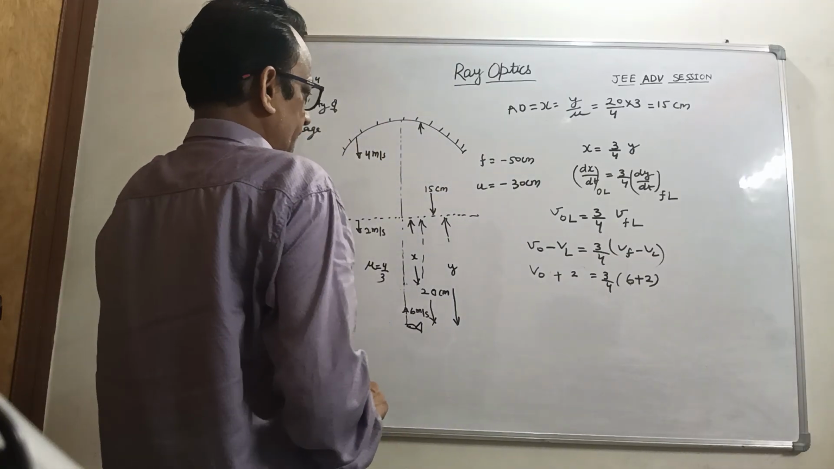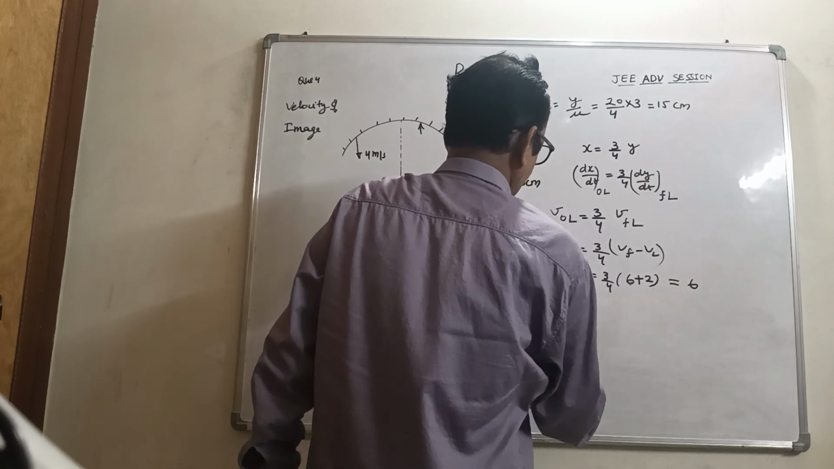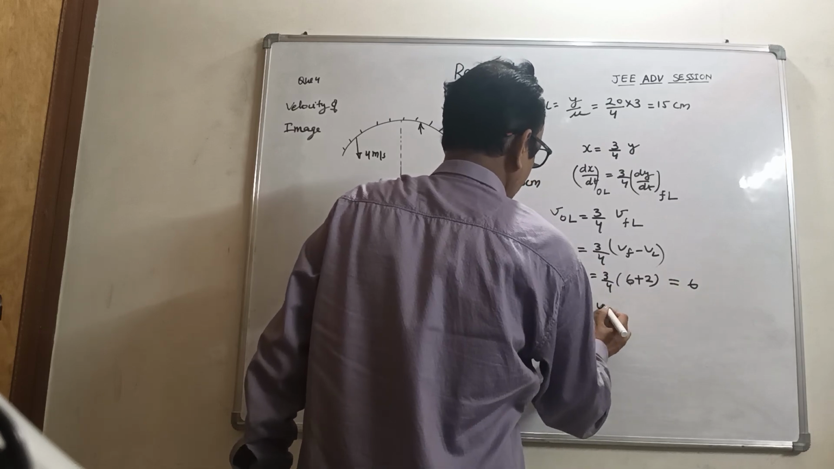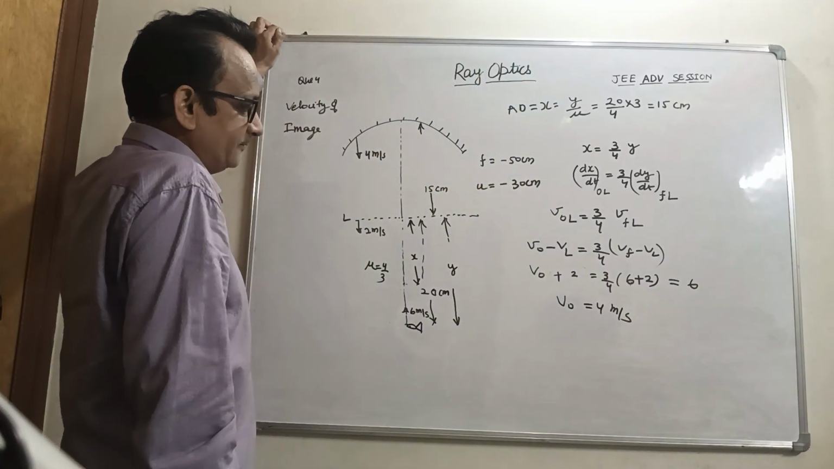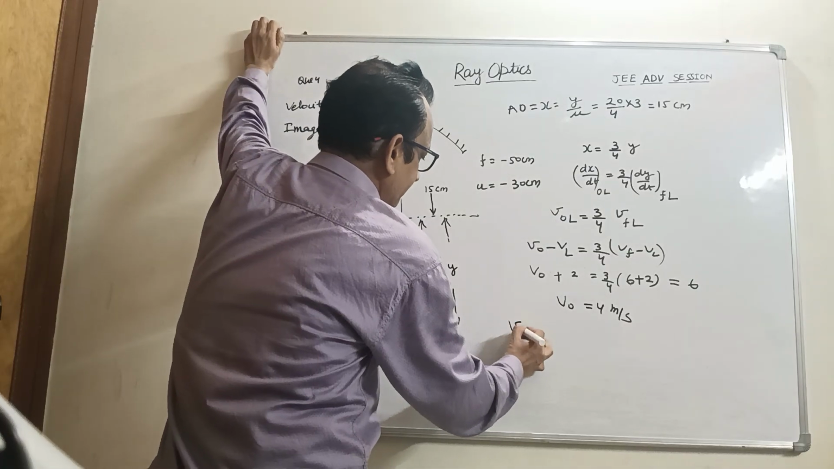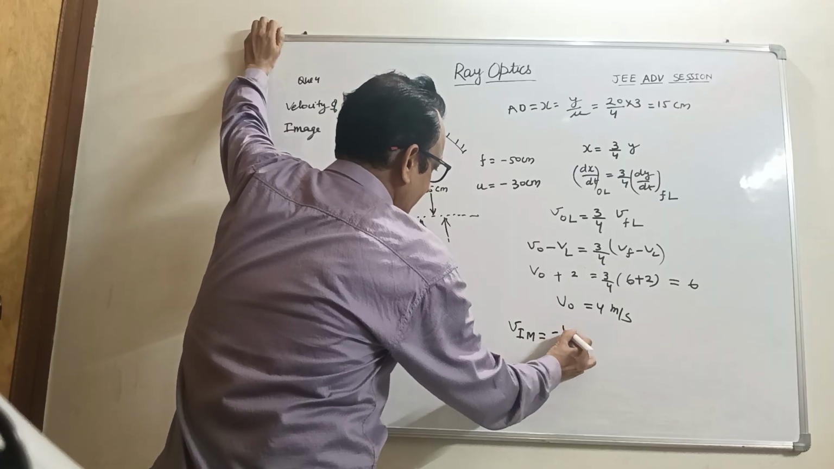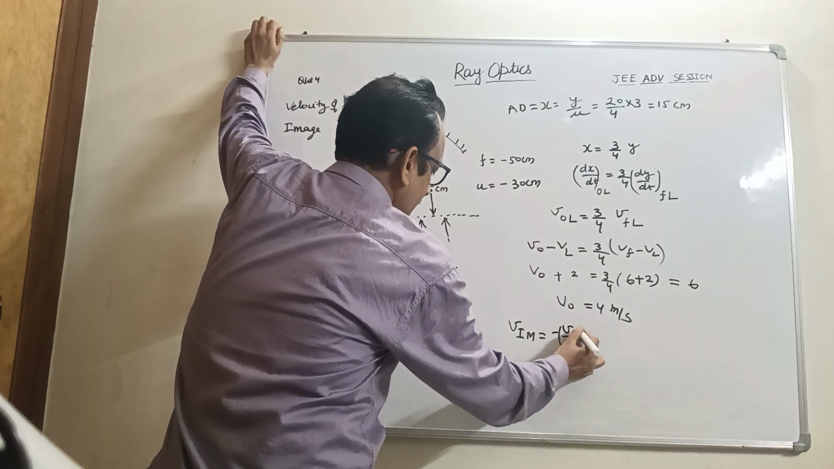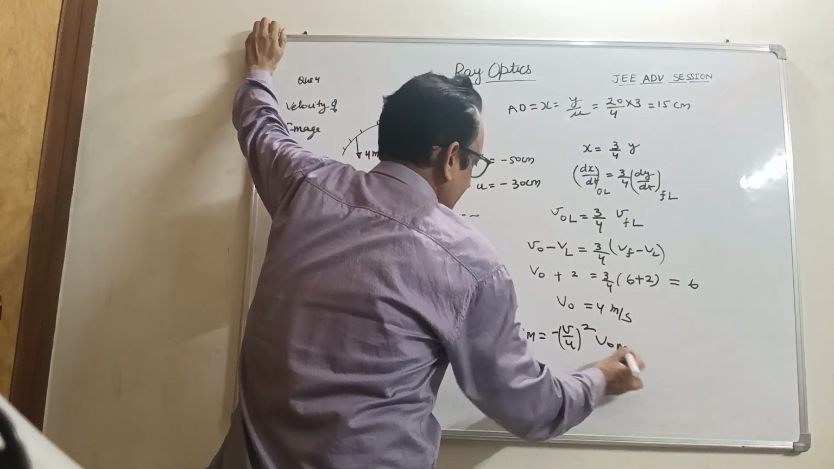This would be plus 2. So this becomes 6. So the velocity of the object becomes 4 meter per second. This is the velocity of the object, and we find here the velocity of the image with respect to the mirror. This would be minus v upon u whole square into the velocity of the object with respect to the mirror.